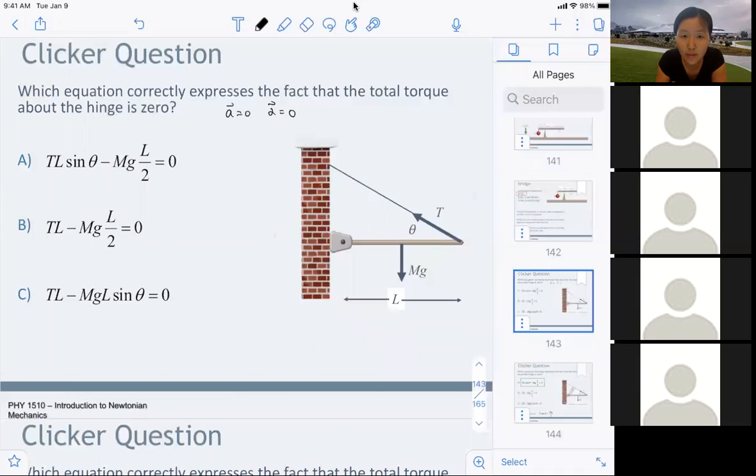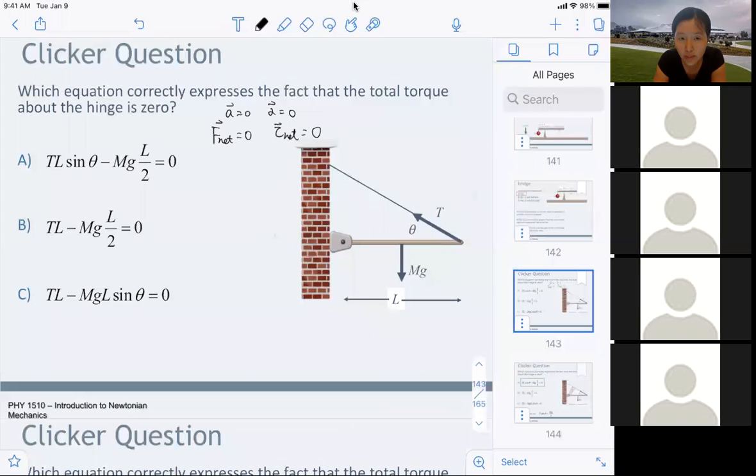For linear acceleration a to be 0, according to Newton's second law, F equals ma, you want the total force to be 0. For the angular acceleration alpha to be 0, you use torque equals I alpha. You need the total torque to be 0.